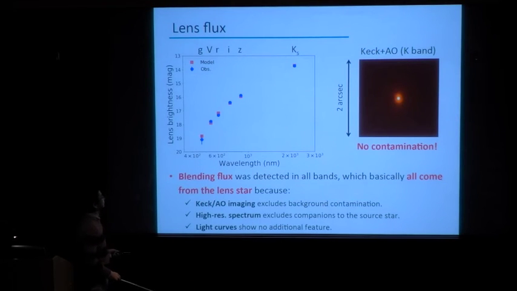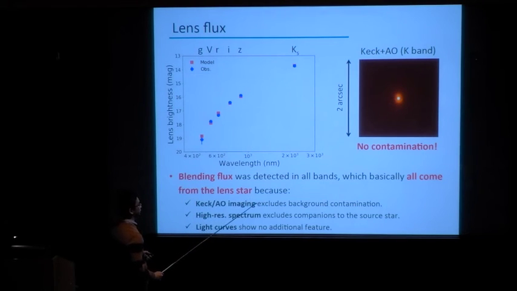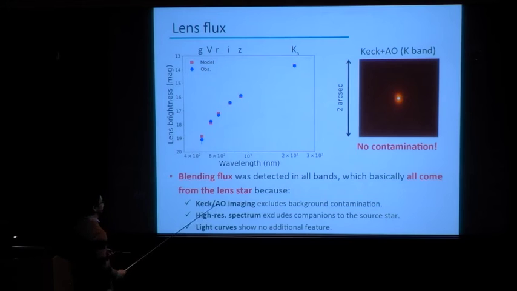On the other hand, we could detect blending fluxes in all optical and near infrared bands, which can basically be attributed to the lens star. Because from Keck AO imaging, we did not find any background contamination. And also, the high resolution spectrum excludes companions to the source star. And the light curves show no additional feature due to companions to the source or lens stars.